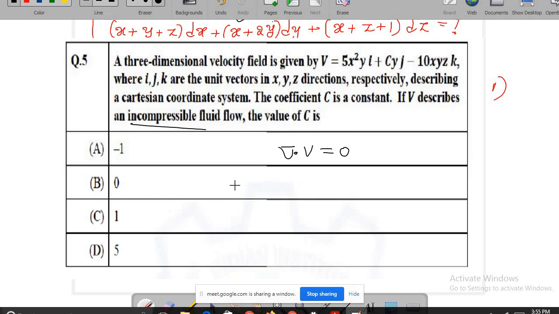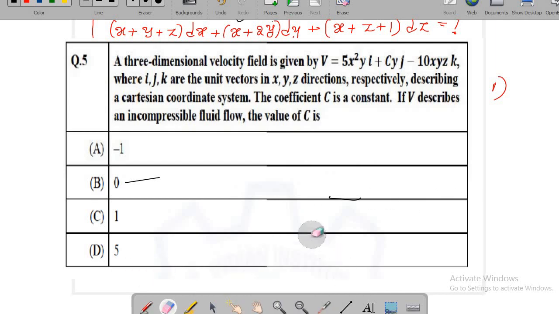You calculate what its divergence is. Divergence is nothing but you can see 10xy plus cy, so this is c minus 10xy. These two get cancelled. So if you want this to be 0, definitely c must be 0. So option B is correct. That's it. Very easy. 1 mark. This question is from the GATE 2021 chemical engineering paper.